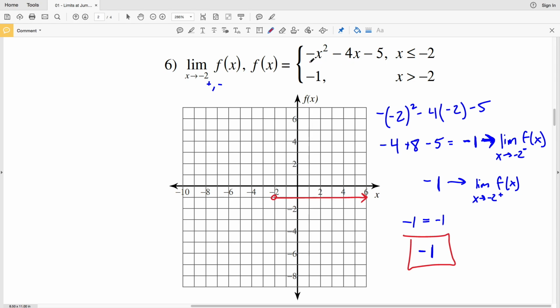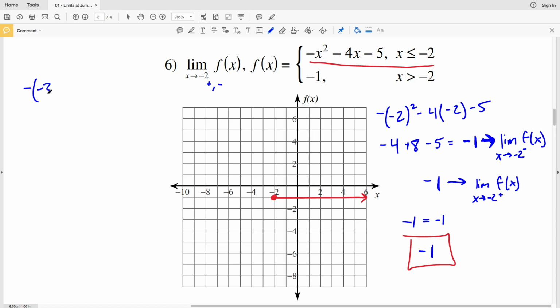Now, for that first piece, -x squared minus 4x minus 5, that's going to be a quadratic, and I'm going to plot a few points in order to draw the curve. However, we know one point is -2, -1. So now I'm going to fill in that circle, because that is true for values where x is less than or equal to -2. So let's plug in another value where x is less than or equal to -2. Let's plug in -3.